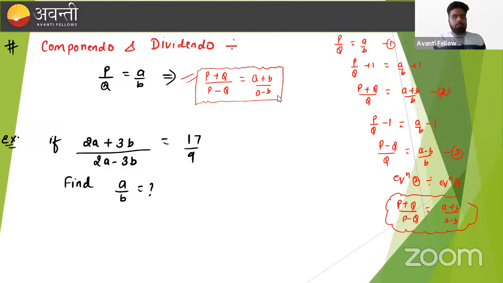Okay. On the concept of the componendo and dividendo, a question is given to you. Solve this question and tell me what is the value of A upon B. If we understand the concept of componendo and dividendo clearly, what we expect is that you guys solve this problem and tell me the answer in the chat box. Come on, guys. Okay. How can we solve this?